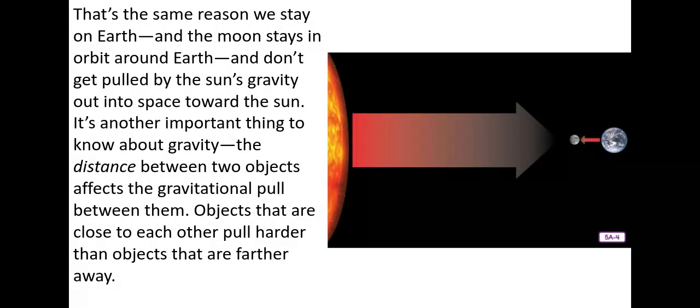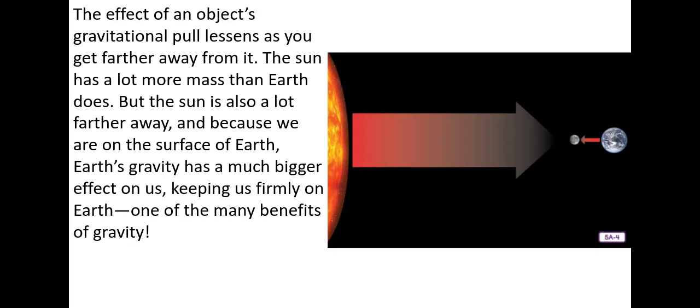That's the same reason we stay on Earth and the moon stays in orbit around Earth and don't get pulled by the sun's gravity out into space towards the sun. It's another important thing to know about gravity. The distance between two objects affects the gravitational pull between them. Objects that are close to each other pull harder than objects that are farther away. The effect of an object's gravitational pull lessens as you get farther away from it.